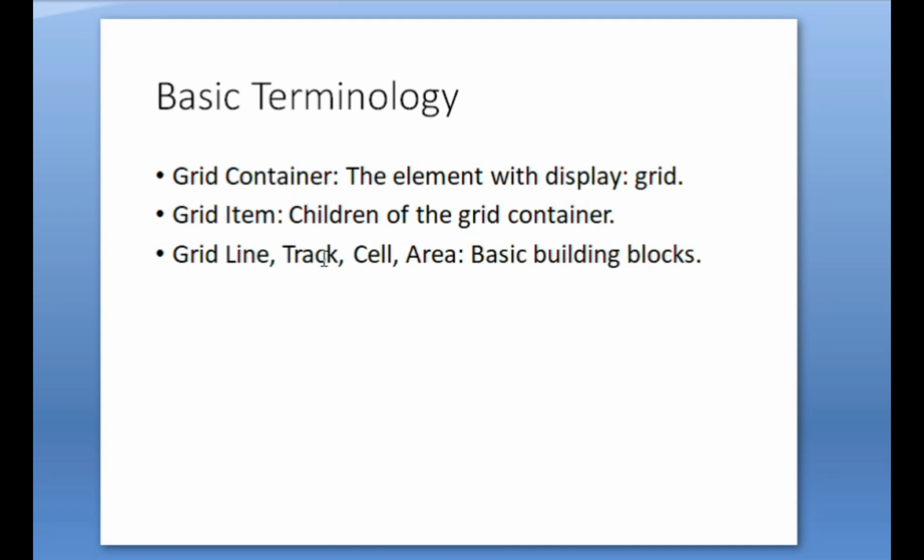Here you can see in grid we have basic terminologies like the grid container, the element with display grid. The grid container acts like a parent for the grid items. Here you can see the grid item, it acts like a child of the grid container. So the grid container acts like a parent, and the grid item acts like a child. Here you can see grid line, track, cell, area, and other properties that we can apply to our grid in grid layout.